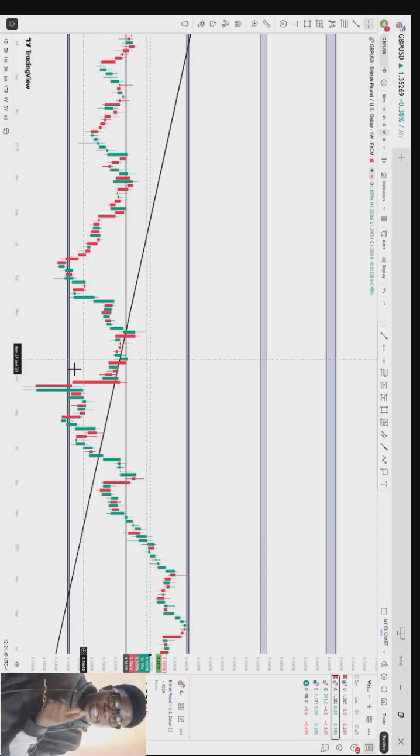And again, don't forget the USD CAD trade I just showed you about. You can actually look for entries around there as well.